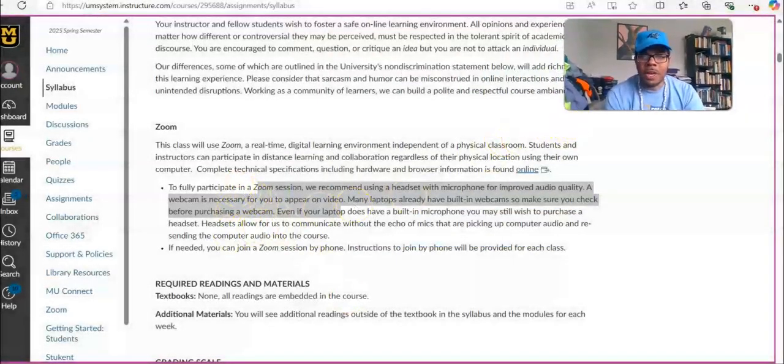So yes, please have headphones, and microphones also come in handy if you are wishing to speak, but you don't want to have a bunch of feedback or echo picked up as you're speaking. All right, and yes, you can join Zoom sessions by phone.